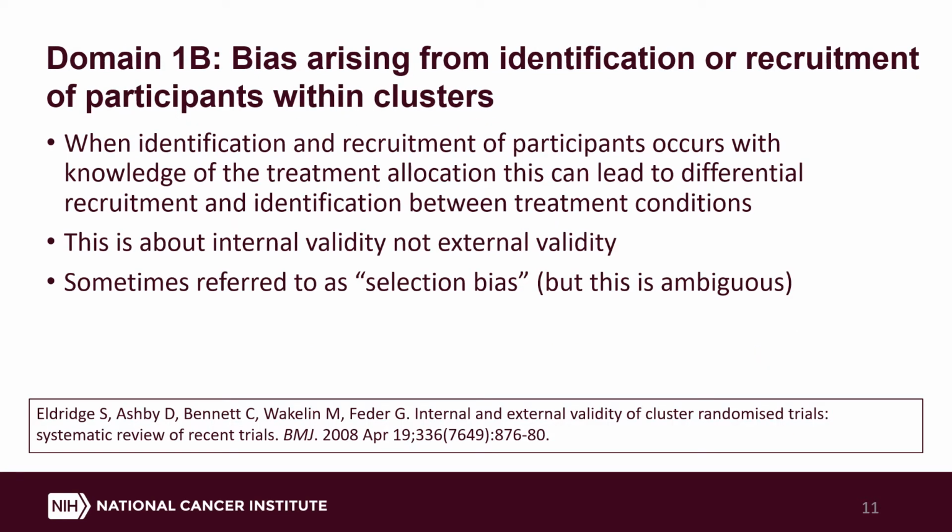So moving on now to domain 1B. This is biases arising from the identification or the recruitment of participants within clusters. So when identification or recruitment of participants occurs with knowledge of the treatment allocation, this can lead to differential recruitment and identification between the treatment conditions. So this is about internal validity, not external validity. It's sometimes referred to as selection bias, but this term can be a little bit ambiguous. So we'll try to refer to it as identification and recruitment bias.